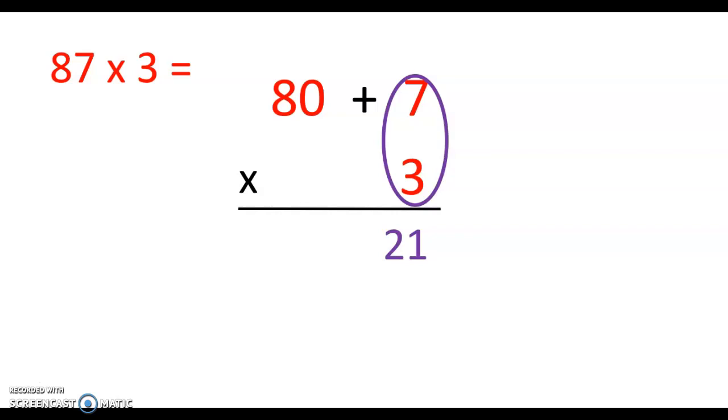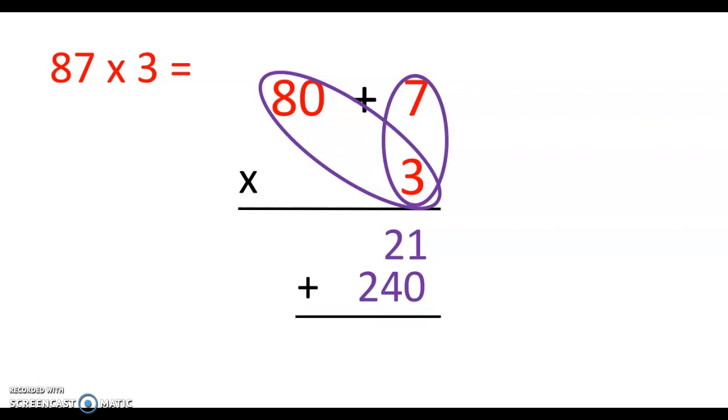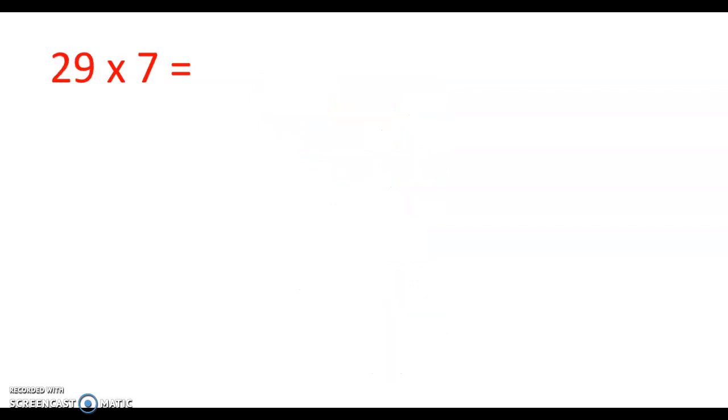Then we're going to take it and we're going to circle the other side. 80 times 3. Well, we can do 8 times 3 plus a 0 to move it up a place value. Gives us 240. Our next step would be to add these numbers together. When we add them, we know 1 plus 0 is 1, 2 plus 4 is 6, 2 plus nothing is 2, giving us 261. Let's try another one.